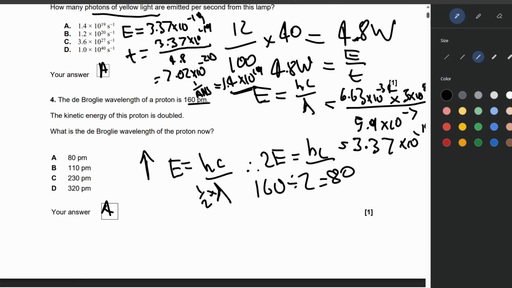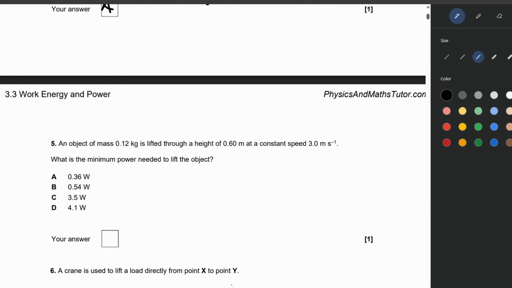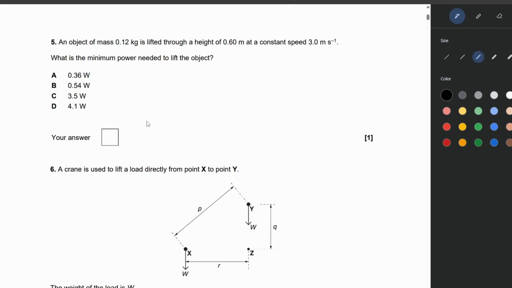Getting a lot of A's. Slightly concerning. If only I was getting A's on my actual exam. Okay.